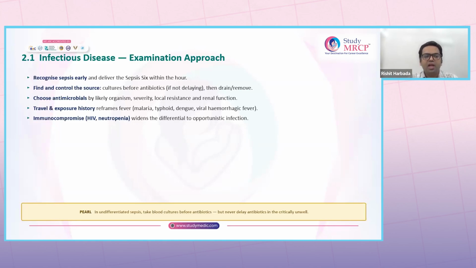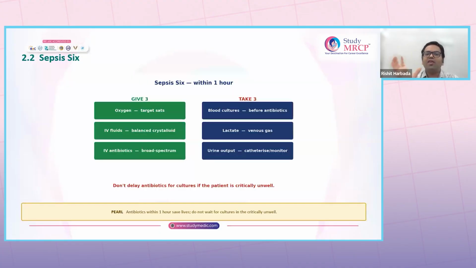In septic shock, you have to diagnose early and deliver early. We have something called give 3 and take 3 in sepsis. There are 3 things you give. One is oxygen, so maintain the oxygen saturation. Second is IV fluids, the IV crystalloids, which are very important. Third is IV antibiotics, broad spectrum. So any patient coming to you with sepsis, give them oxygen, give crystalloids to fluid resuscitate them, usually 30 ml per kg, and broad spectrum antibiotics.